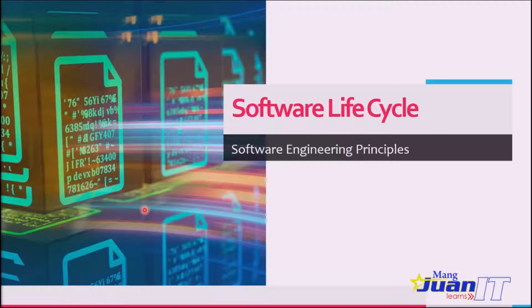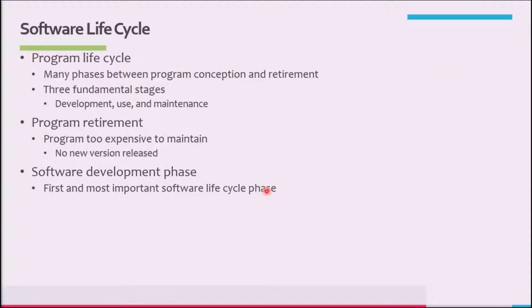In the first section, we will be talking about the software life cycle. Now, what is a software life cycle? A program goes through many phases from the time it is first conceived until the time it is retired, called the life cycle of a program. The three fundamental stages through which a program goes are development, use, and maintenance.